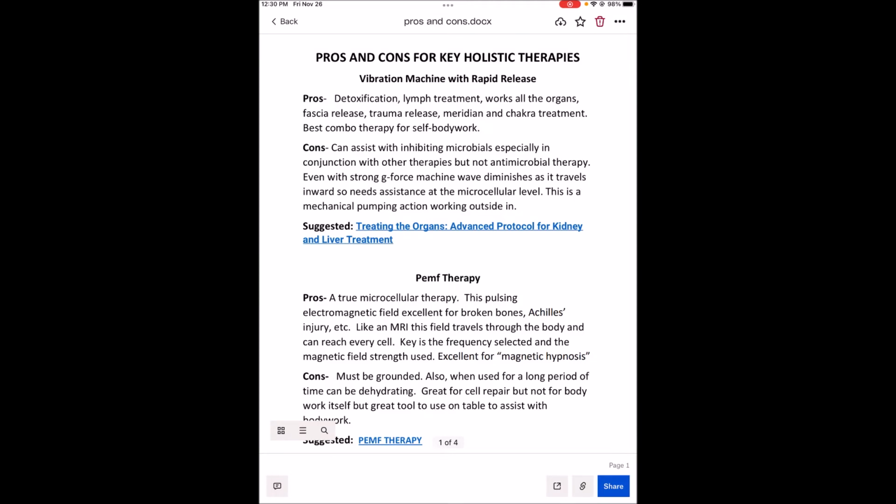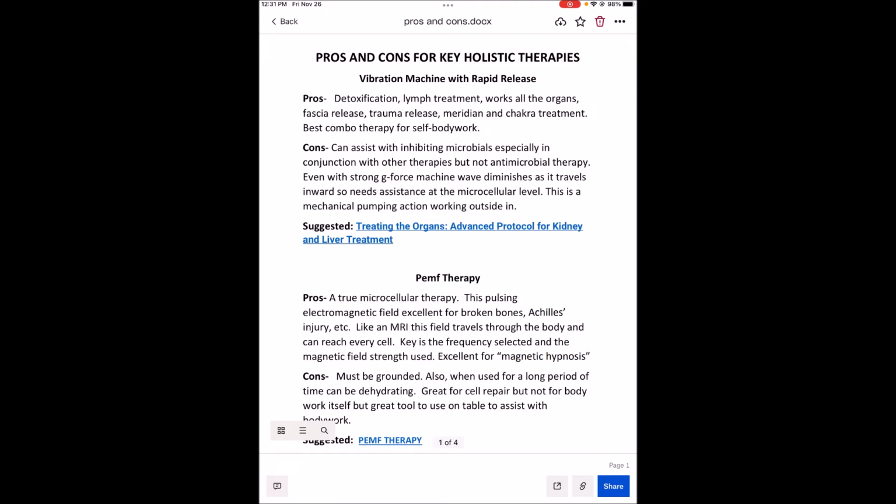This is one of the most overall excellent therapies, but it does have limitations. So the pros are it has detoxification, lymph treatment, works all the organs, fascia release, trauma release, meridian and chakra treatment, best combo therapy for self-body work. Now, this is true because as a body worker, it's almost impossible to do self-body work on yourself. But these machines in combination are so powerful in doing the work, all you have to know is where to point them. And you really get an incredible amount of results.